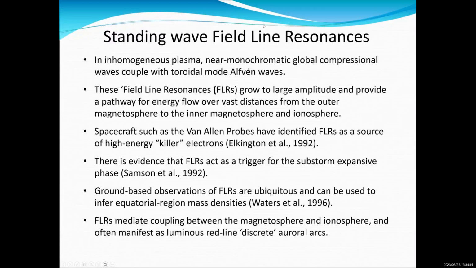This phenomenon, known as field line resonance, is one in which you form a standing wave on geomagnetic field lines. These standing waves are nearly monochromatic, with frequencies that match the compressional waves in the magnetosphere that are driving them. This is a resonant process in which the excited waves can grow to large amplitude. This is a pathway for energy to flow over vast distances from the outer to the inner magnetosphere and ionosphere.